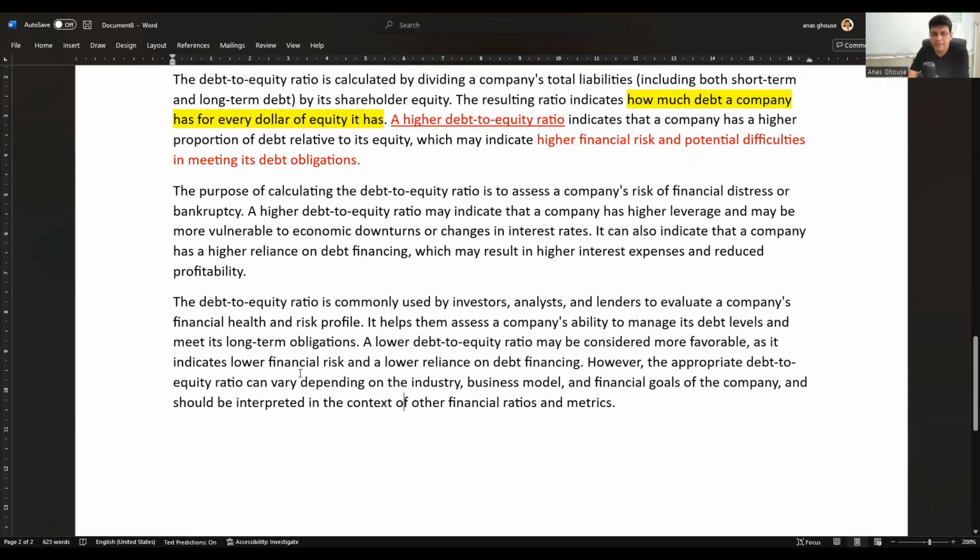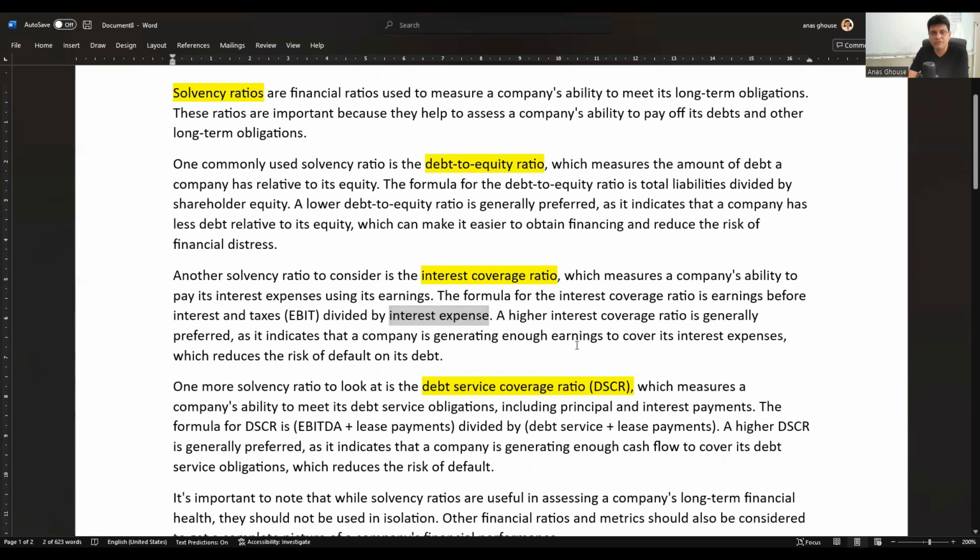However, the appropriate debt to equity ratio can vary depending on the industry, business model, and financial goals of the company, and should be interpreted in the context of other financial ratios and metrics. So these are the three ratios which we can calculate under solvency ratios.